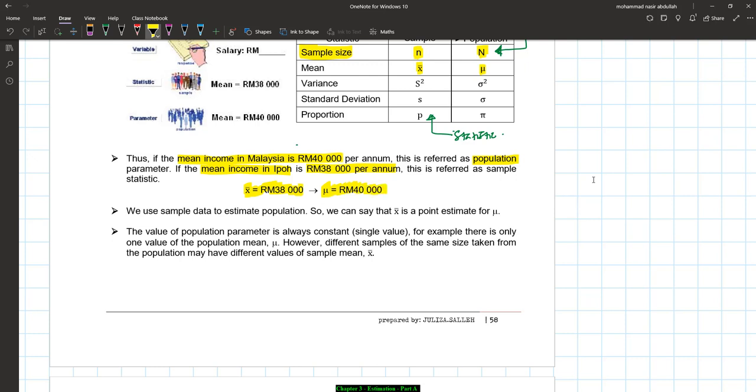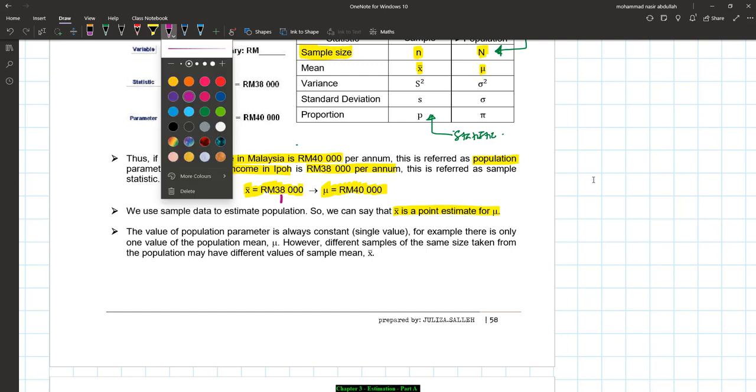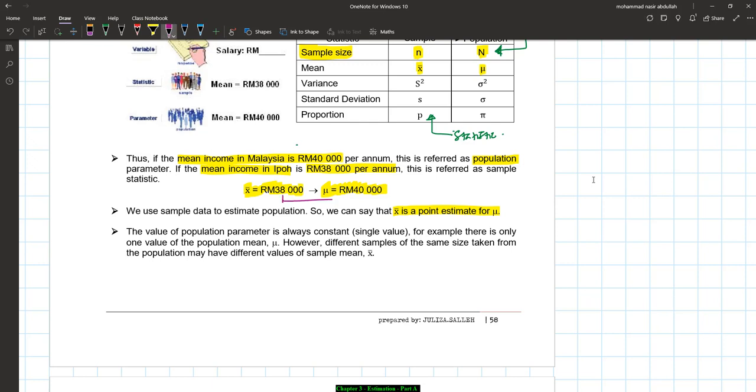Right, so we use sample data to estimate the population. So we can say that x bar is a point estimate of mu. So the point estimate means the value inside the symbol. This value, 38,000, we call the point estimate. And this is what we call the point estimator, right?